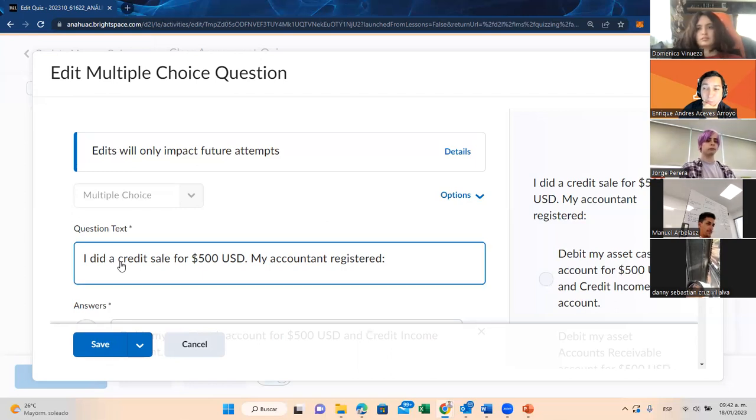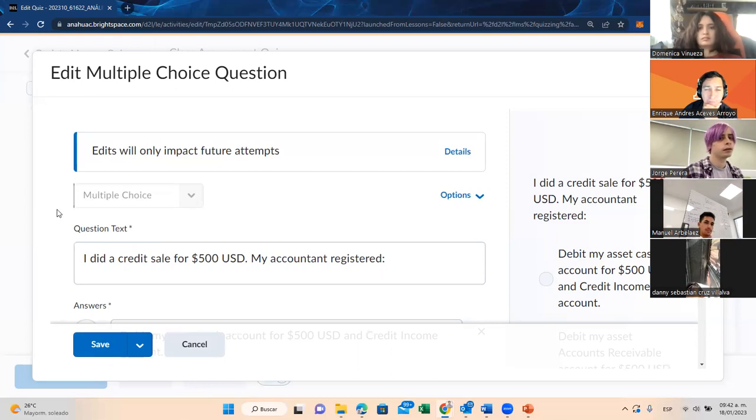But what is a credit sale? If I sell this cell phone on a credit sale, what does it mean? It means a crédito. To payments. Yes, exactly. You're giving somebody credit in order to pay in the future. Okay? So that's, for example, account receivable.